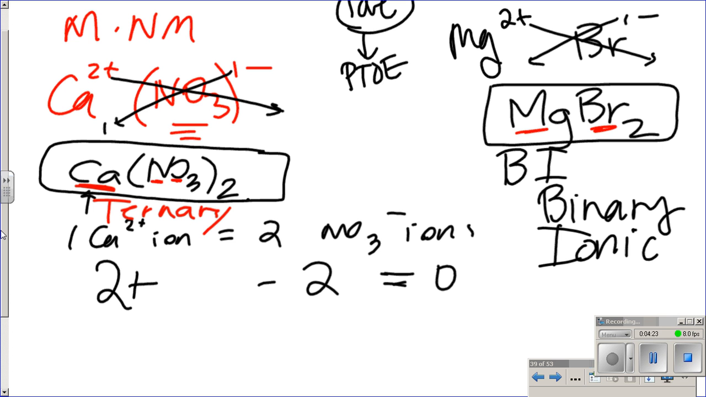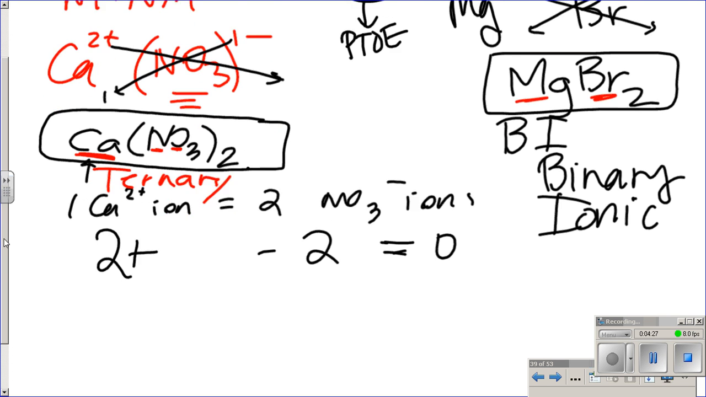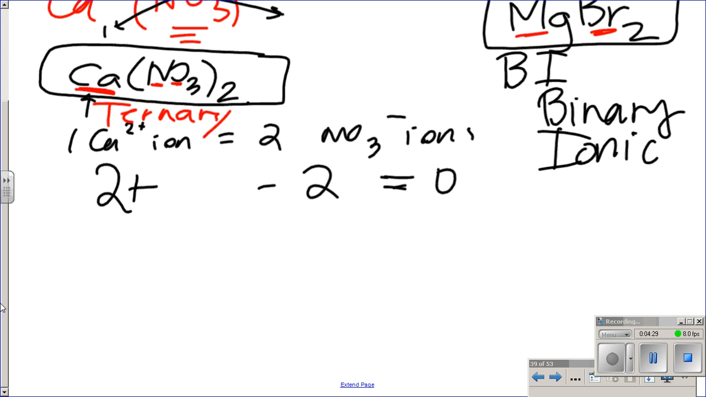Okay, let's do another one like we did yesterday, but let's use a transition metal. So somebody give me a transition metal from those of you who were here yesterday. Iron. Okay, iron what, Abby?